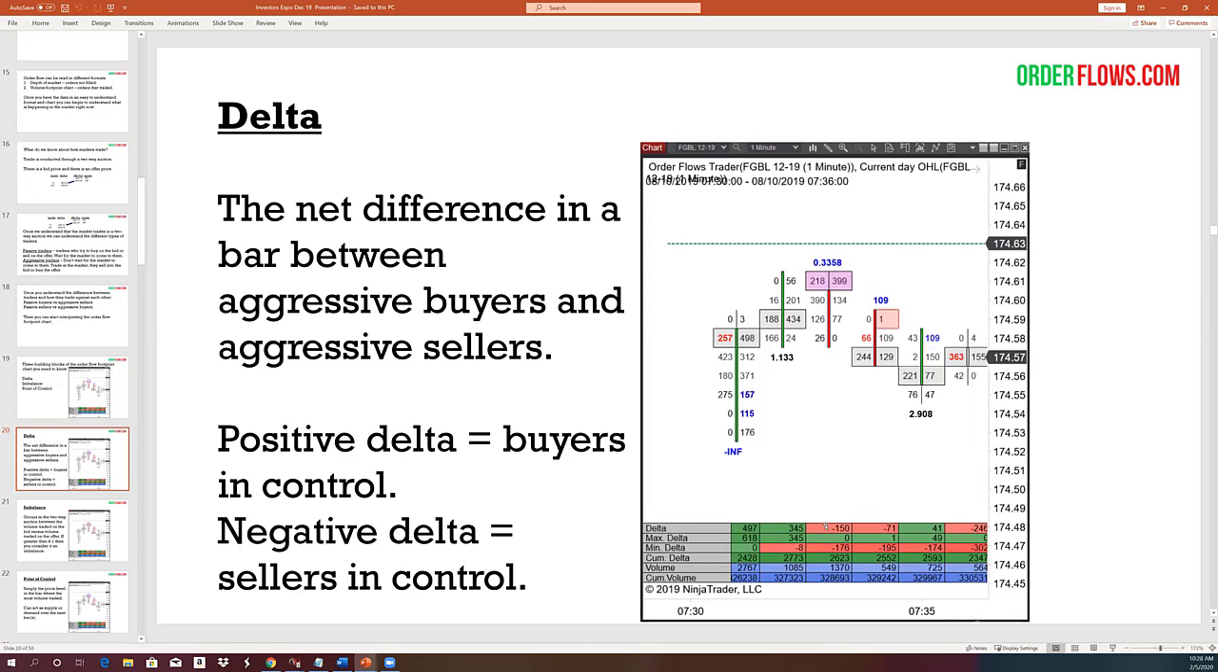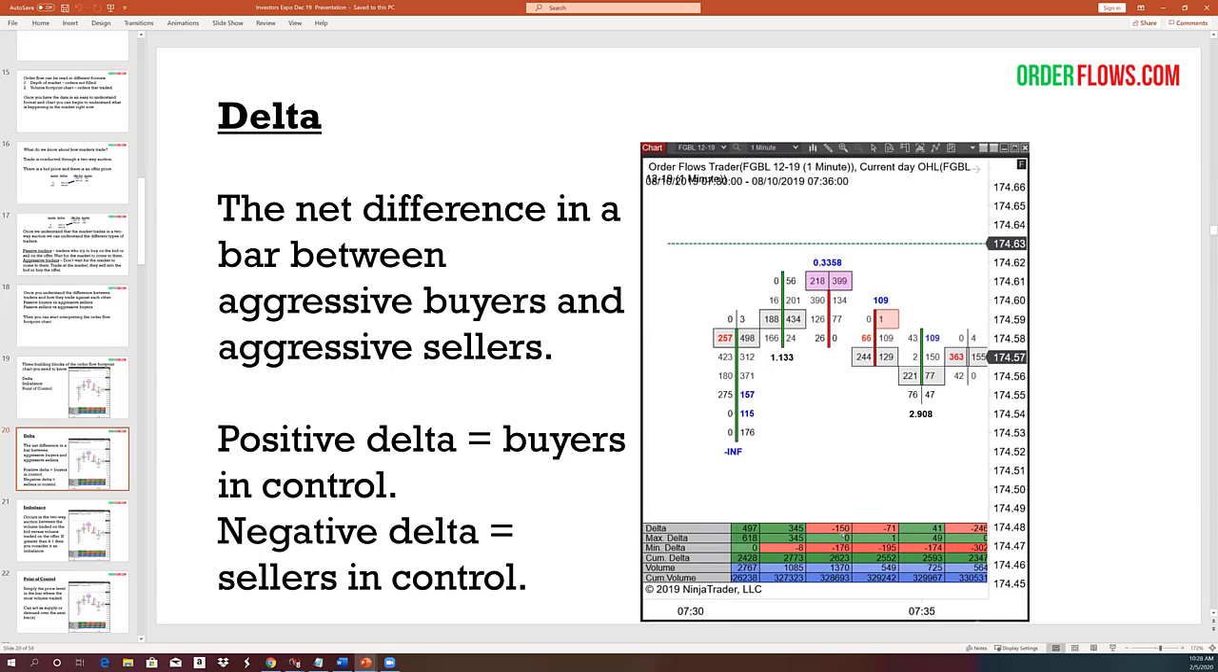We have ours along the bottom, and you can see, if a bar has a negative delta, it's telling me that sellers were in control, aggressive sellers were in control of that bar, that the bar ended with net aggressive selling. Okay, if you have positive delta, it's going to tell me that the bar has buyers in control.